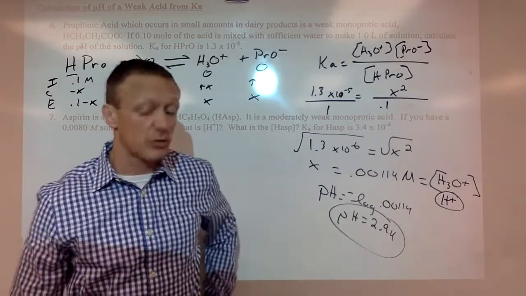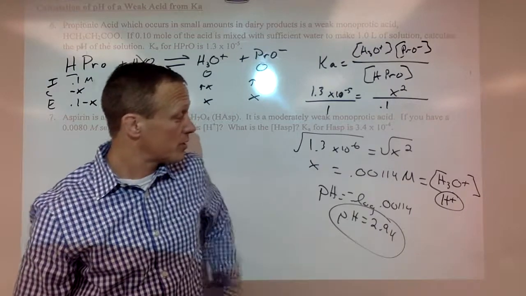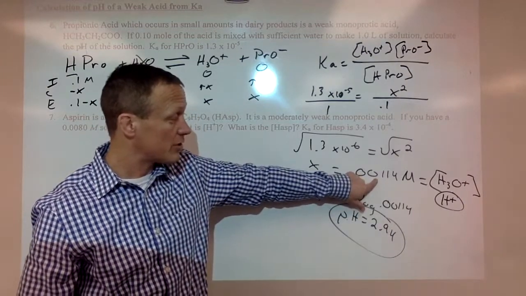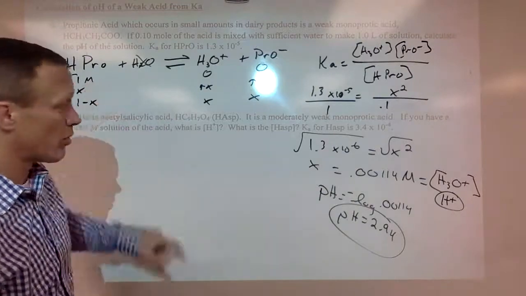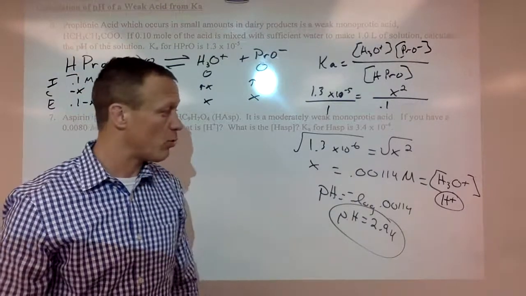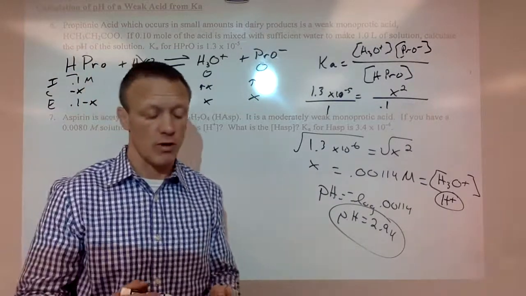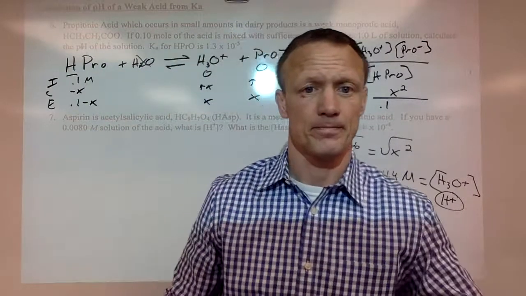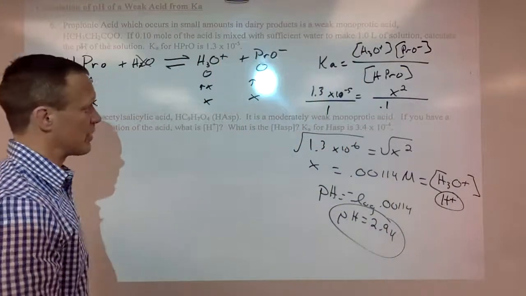If we want to find the percent dissociation of that, our percent dissociation would be this. That's how much it dissociated, divided by 0.1. Which is going to give you about 1.1% dissociation, a very, very small amount of dissociation for that acid. So there's one example.